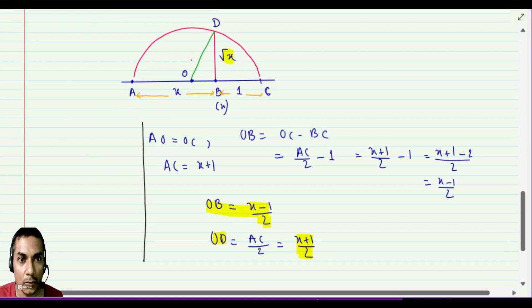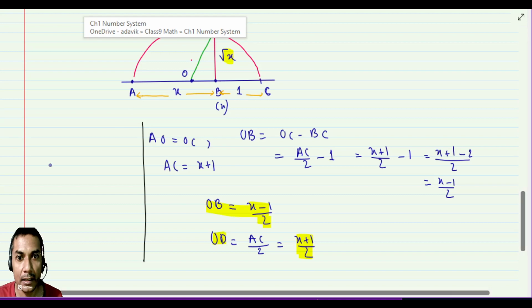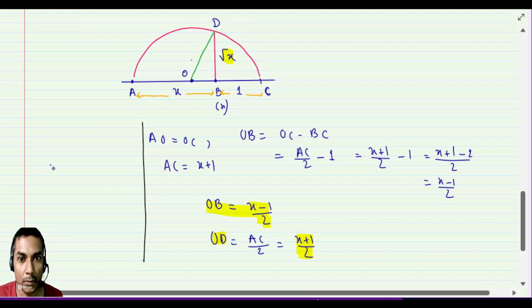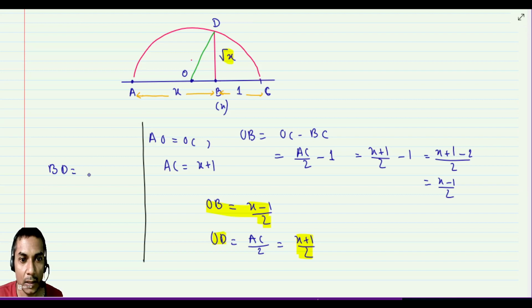So from this right angle triangle, what you have to do? BD is equal to the square root of hypotenuse square minus OB square. We already got OD and OB. We put the values here. OD is equal to ((x plus 1) by 2) whole square, and OB is equal to ((x minus 1) by 2) whole square. Clear?